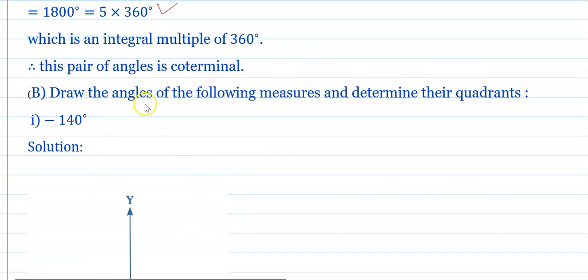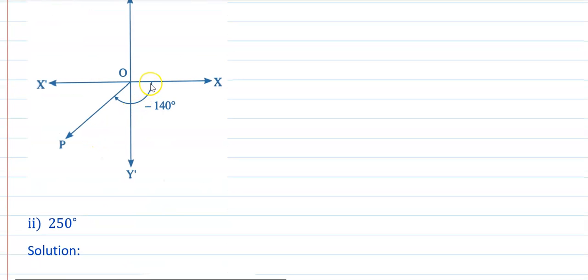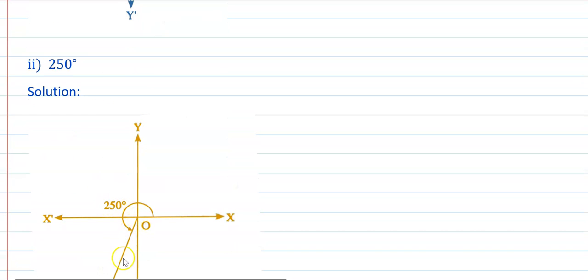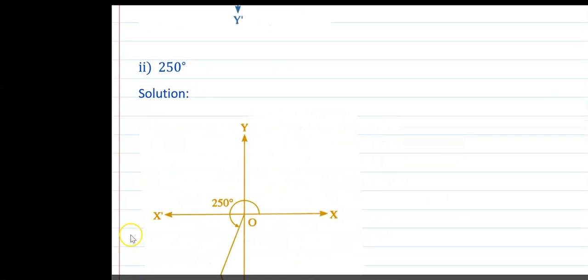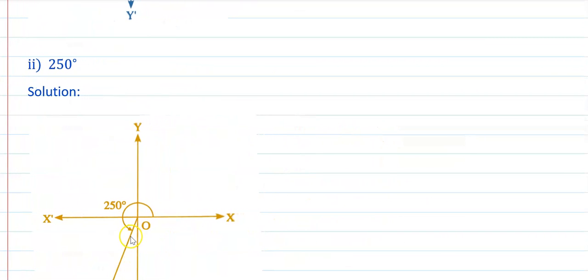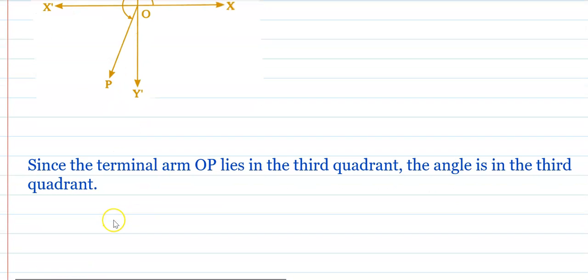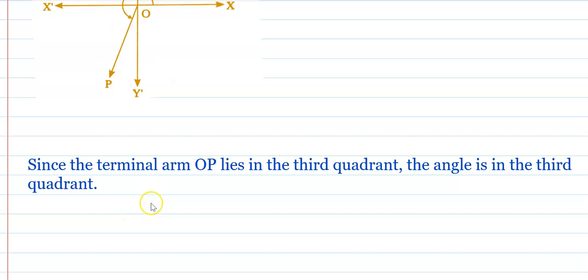Next, draw the angles of the following measures and determine their quadrant. First is minus 140, and if we take in clockwise sense, it is in the third quadrant. Okay. Next is 250. And this is the measure of angle 250. It is positive, and hence we will take it in anti-clockwise sense. It is in the third quadrant. OP lies in the third quadrant.